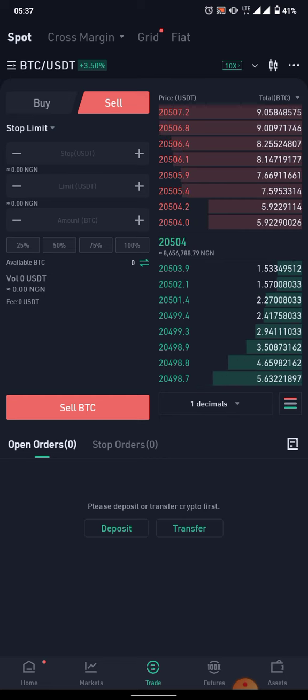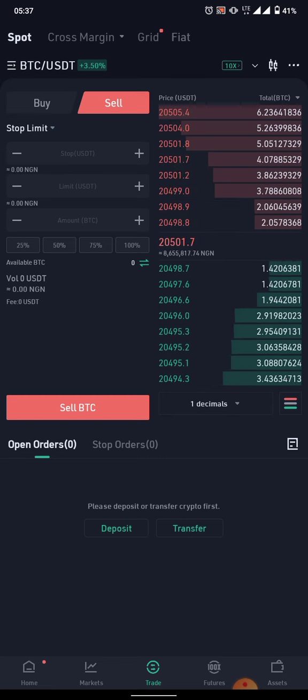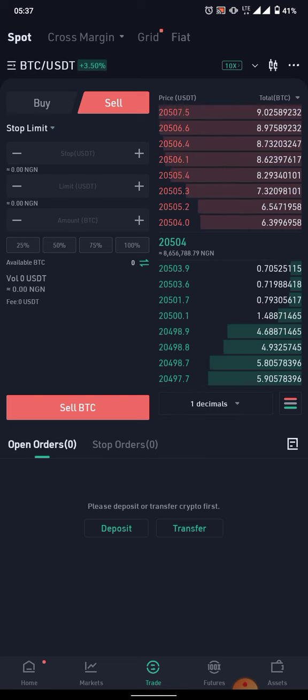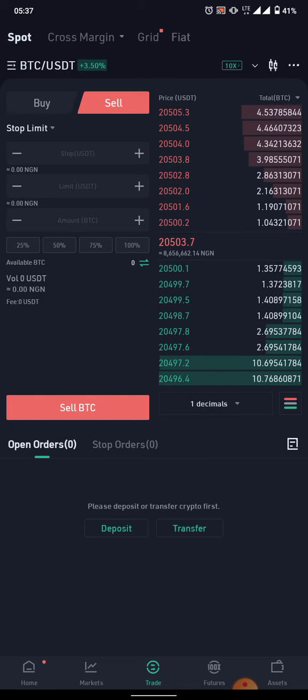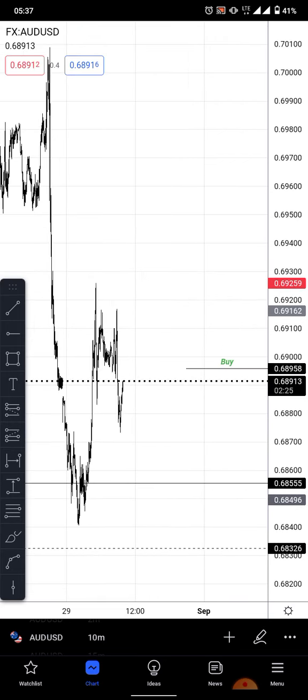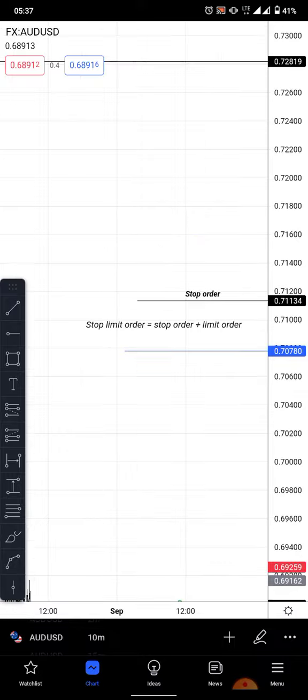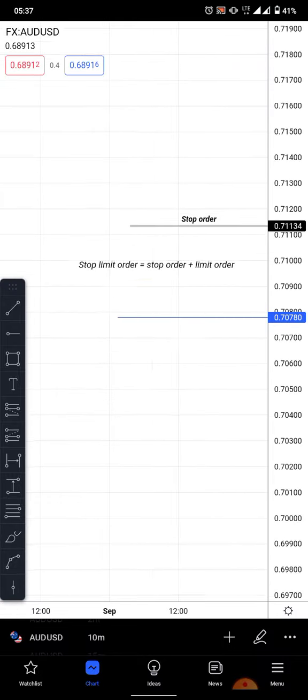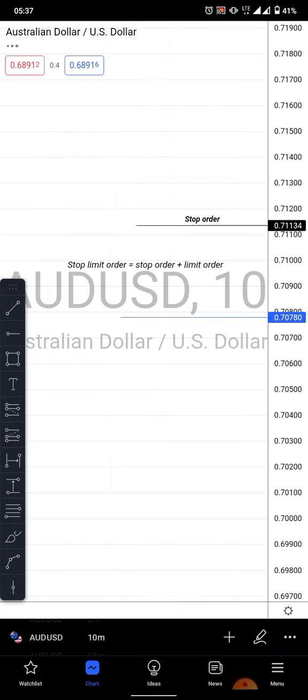Okay, stop limit order is kind of complicated, but it's also very simple to understand. Let me use my graph here to explain stop limit order. I have something I've prepared. So stop limit order equals stop order plus limit order. That's just what stop limit order is. So let's say you have a conviction that price will do something like this.